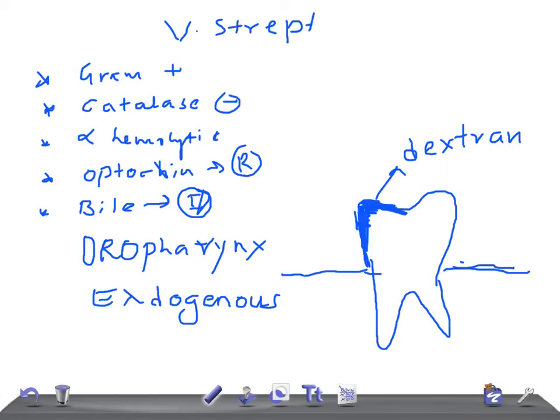And this biofilm layer helps the V streptococci to get attached and cause dental caries, and the same mechanism acts on the heart. If this is a heart, they form a vegetation around the mitral valves or tricuspid valves. They go and stick together, form the dextran biofilm layer, and cause endocarditis, right?